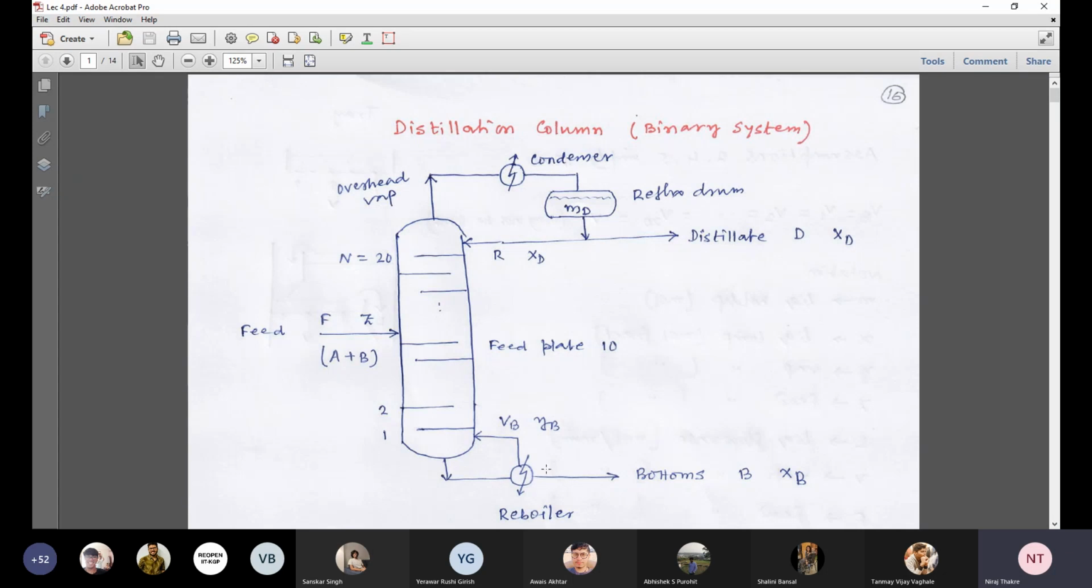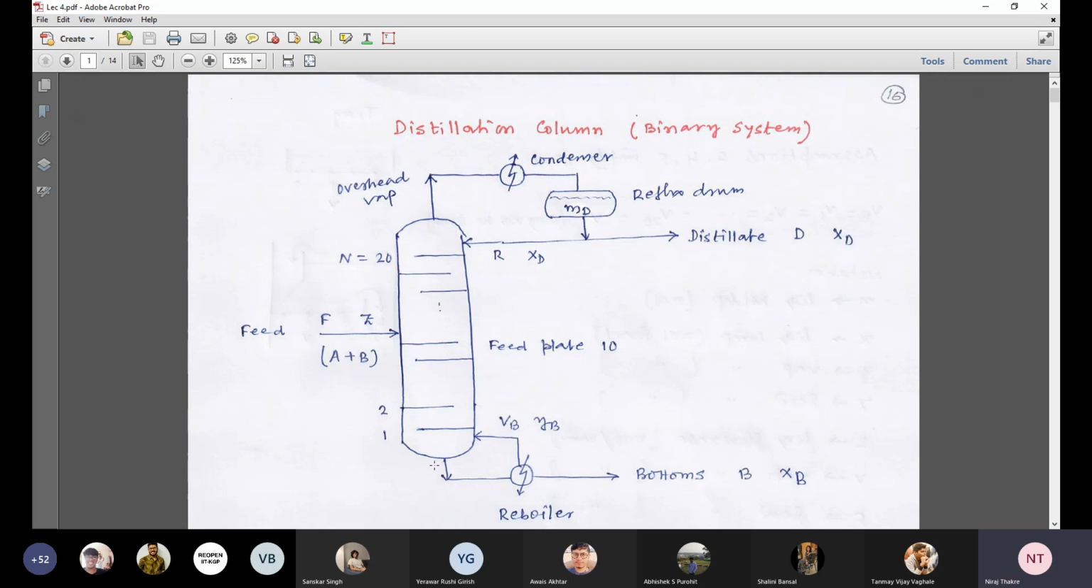So if we introduce heat, what will happen? This liquid will evaporate, not completely. A fraction of the liquid gets evaporated, and some portion of that accumulated liquid is withdrawn as B, bottoms. Now this evaporated liquid is recycled back below the bottommost tray.